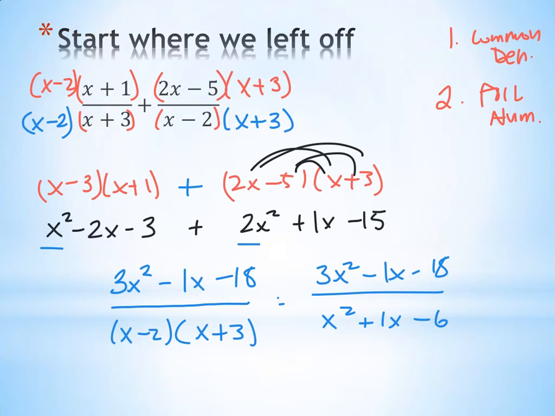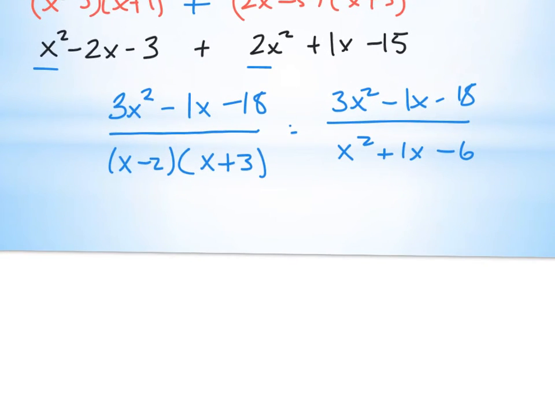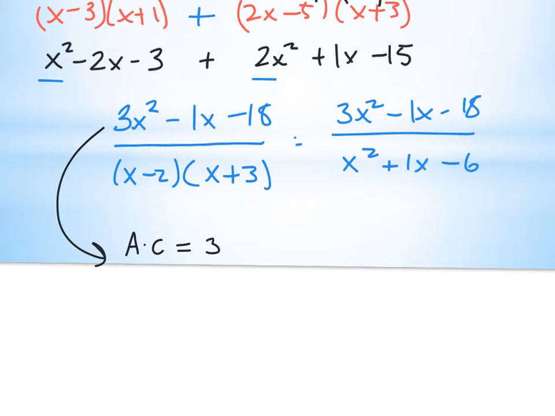Now if I needed to, what I could go through here and do is a little bit more on the complicated side, but this is something that we also need to look at. So now we're going to take this 3x squared minus 1x minus 18, and we're going to put that through that a times c factoring method. And so from that, we're going to get 3 times 18, which is 54. Now, the idea behind that is that c is negative, so that would technically be a negative 54.